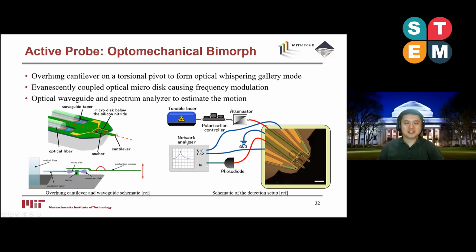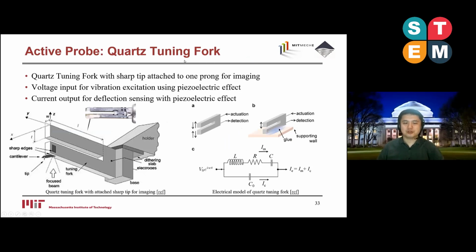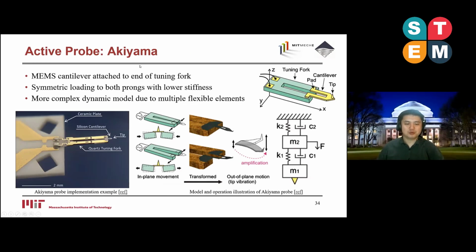We also have this Q+ sensor with a quartz tuning fork, the piezoelectric quartz tuning fork available commercially, being attached with a sharp tip so that people can do the sensing and actuation, basically in the same setup without too much nano-fabrication. People have improved this design with something called an Akiyama probe, which is a micro cantilever being attached to the piezoelectric tuning fork. And that is used to measure this motion up and down with a softer cantilever so that we can have a larger motion of the probe oscillation.